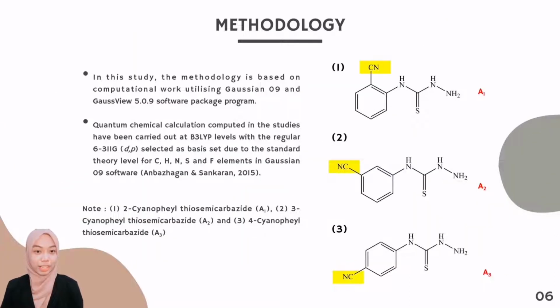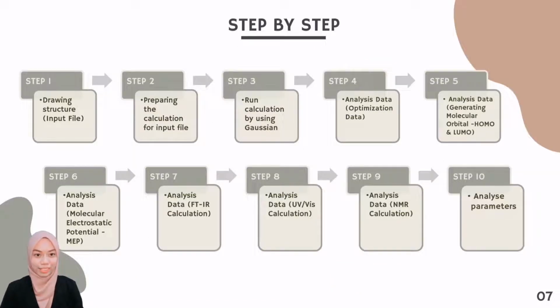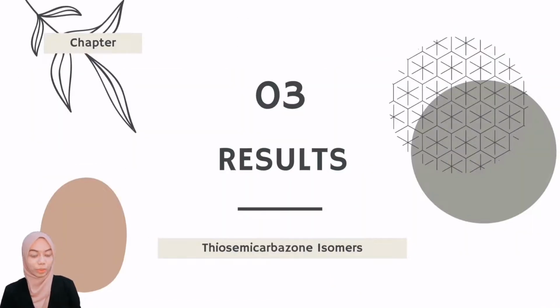In this study, the methodology is based on computational work utilizing the Gaussian 09 and GaussView 5.0.9 software package. The quantum chemical calculations have been carried out at the B3LYP level with the regular 6-311G selected as the basis set due to the standard theory level for carbon, hydrogen, nitrogen, sulfur, and fluorine elements in Gaussian 09 software. These are the steps involved in this research. Next are the results obtained from this research.